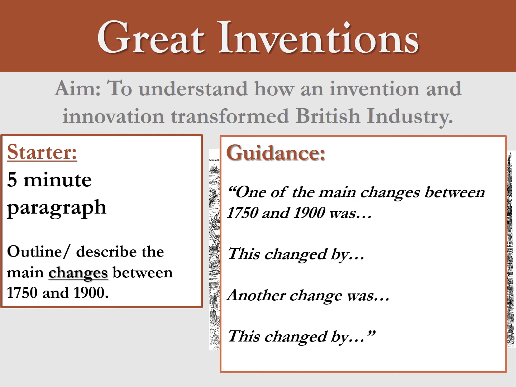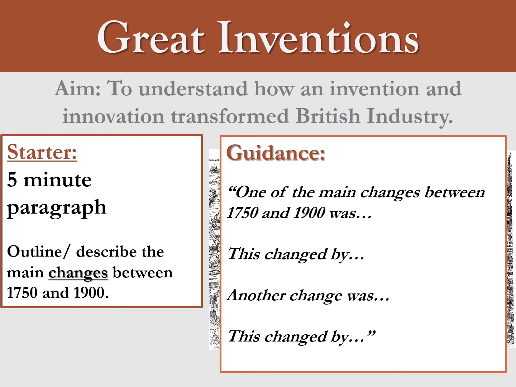What I want you to do is pause the video, and then write a 5-minute paragraph describing what the main changes were between 1750 and 1900. If you look on the guidance, it gives you some ideas. We expect it to start with "one of the main changes between 1750 and 1900 was", "this changed by", and explain the change. Then go on to your next one, "another change was", and "this changed by", and ideally you should do a third major change.